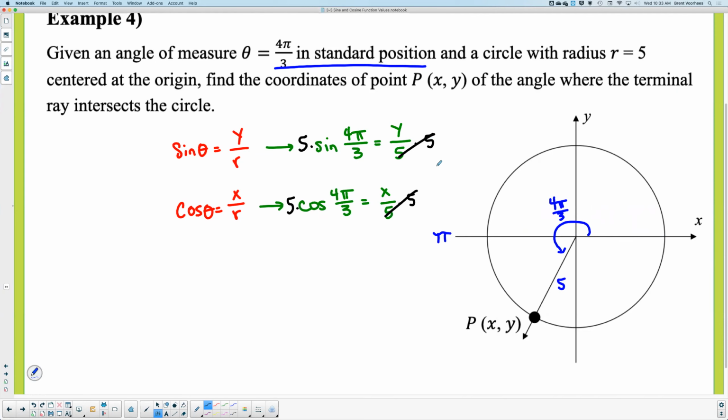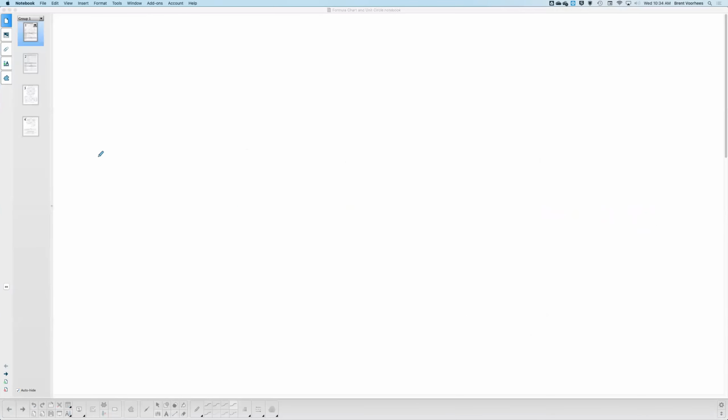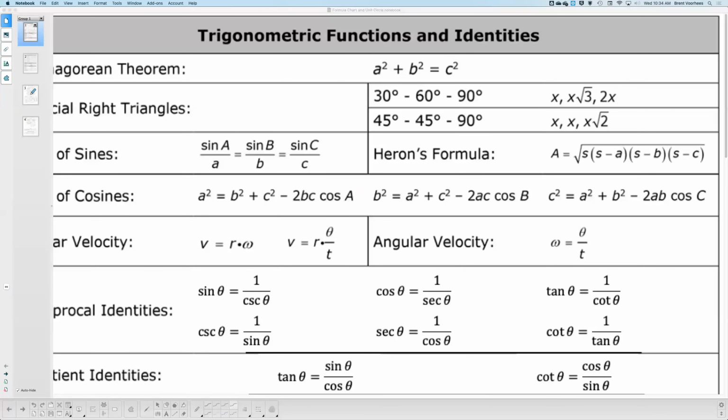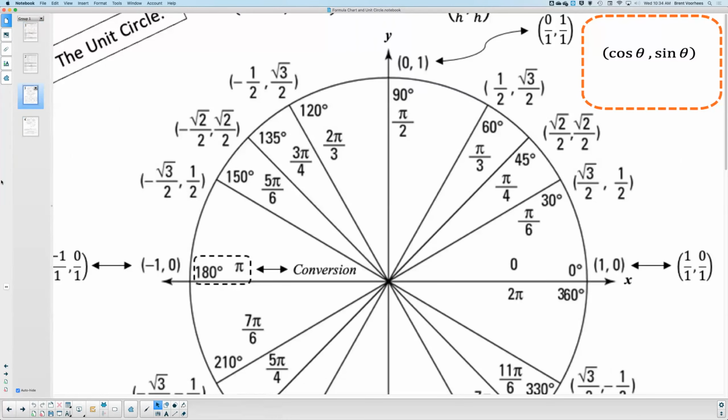Okay, at 4 pi over 3. Well, my stuff's frozen again.